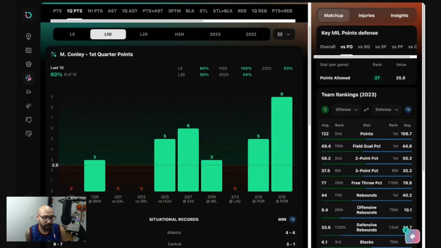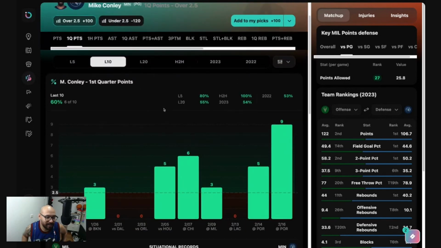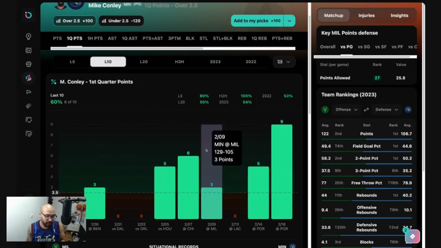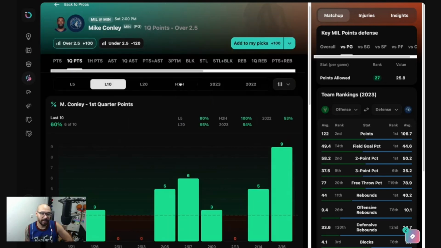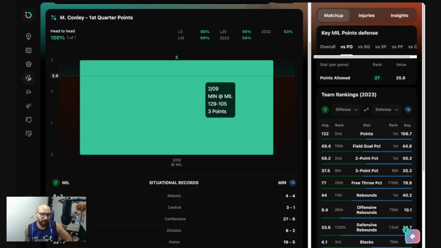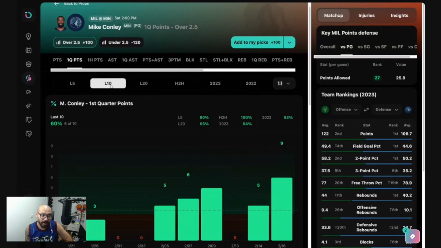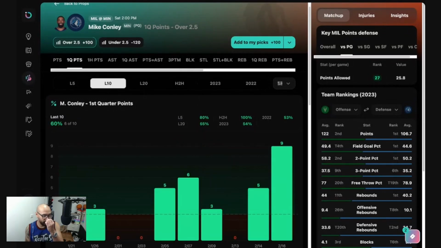Well, you really just need him to make a bucket, right? So he's basically covered this in 6 out of his last 10, but he's covered this in 4 out of his last 5. Really, he's covered in 5 out of his last 6. In head-to-head matchups, he did score 3 points the last time these guys played in the first quarter. So again, just needs to make 1 bucket. You're getting 50-50 odds here.